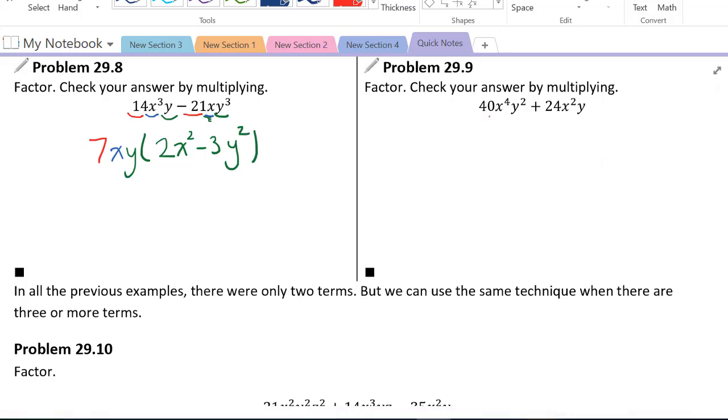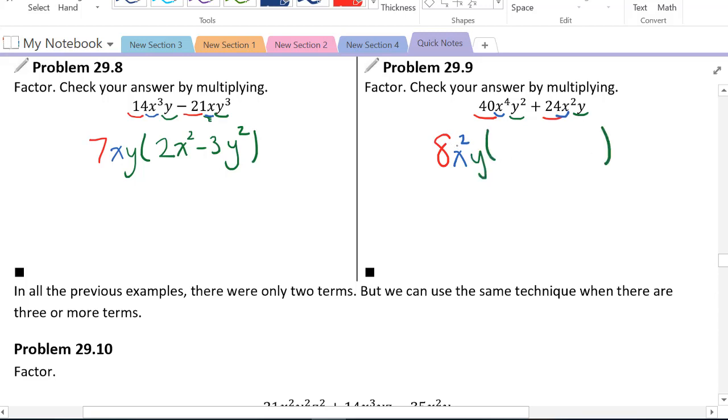All right, so for the next one, we're going to look at 40 and 24. And you're going to ask yourself, what number goes into 40 and 24? Well, that would be 8. 8 goes into 40 and 24. Now we're going to look at the x's. We have x to the 4. We have x squared. Take out the smaller one. That's going to be x squared. And then we have y squared and we have y to the 1. Take out the smaller one. That's y to the 1.